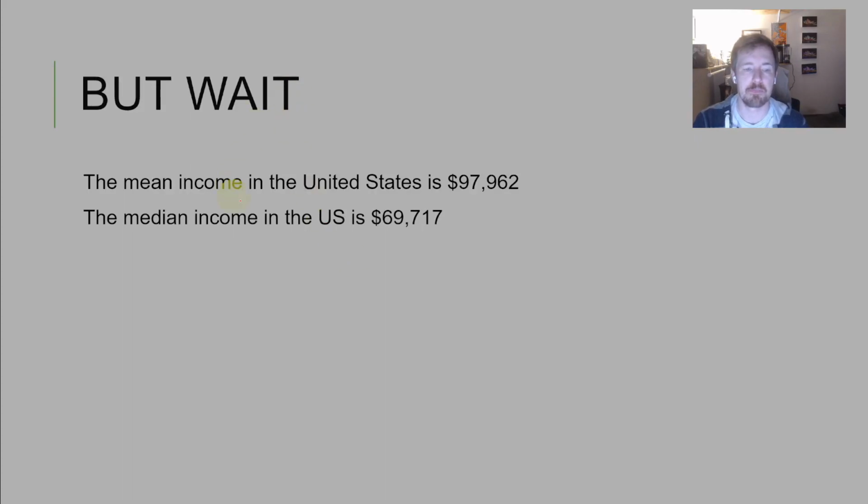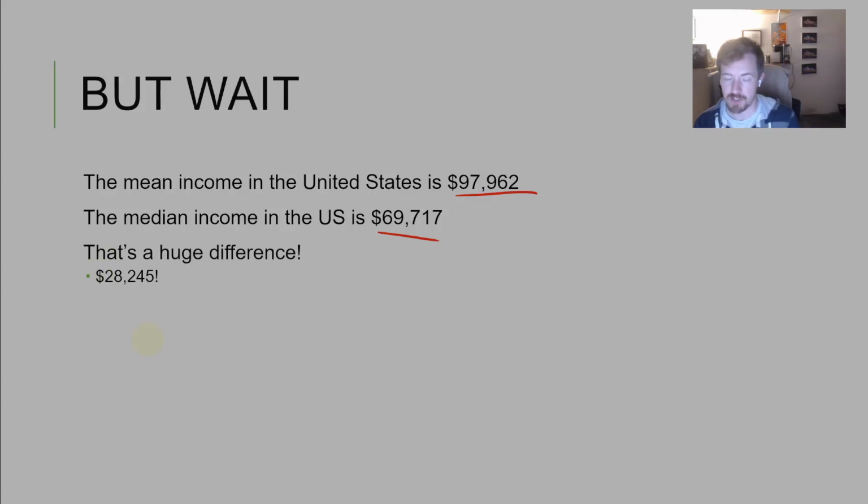Let's say that the mean, and I found this data is always changing, but the mean income is 97,962. The median income is 69,717. So that is quite a difference, right? That is a huge difference. That's a $28,000 difference, which is enormous. So if you were to go right now into Google, what is the average individual's income in the United States? They'll probably try to just give you the median, because that's probably the best way to show it.